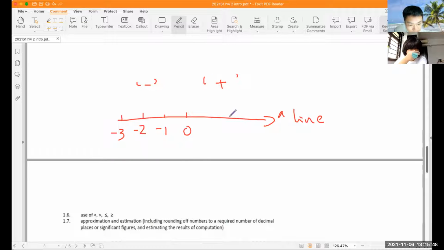Let's do the positive region. So you have 1, you have 2, you have 3.